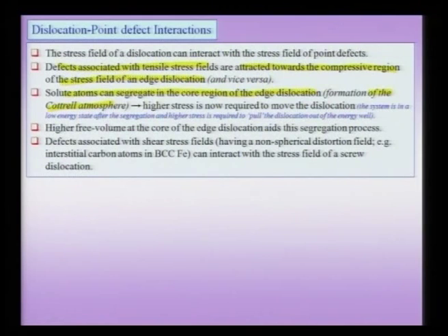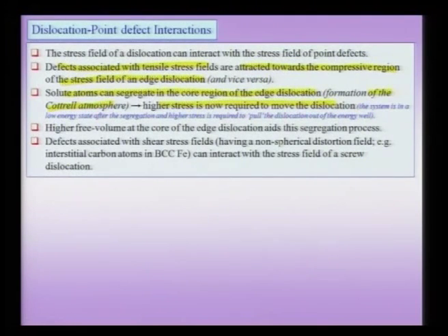The main important difference, you will see, is that we actually require higher stress to move the dislocation once there is a segregation of solutes to the core of the dislocation, because the segregation would mean that the system has gone into a lower state of energy, and if I have to pull the system out of this energy well, then I have to apply a higher stress. And in this case, as we know, to move a dislocation we need to apply shear stresses at the atomic level.